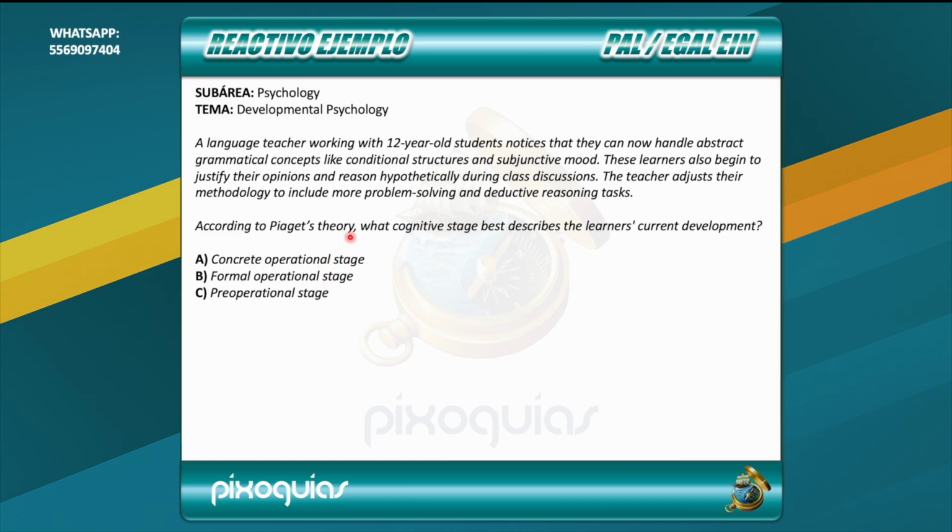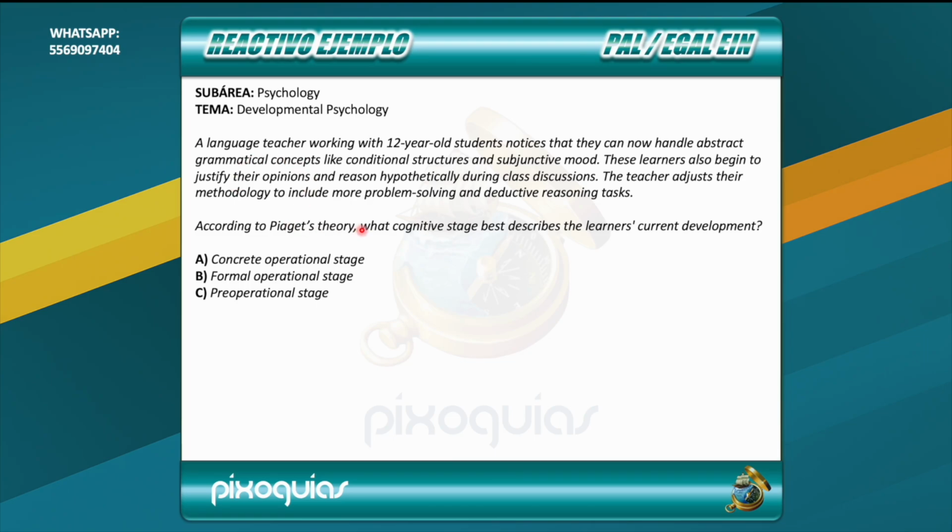This exercise is from the sub-area Psychology and the topic is Developmental Psychology. A language teacher working with 12-year-old students notices that they can now handle abstract grammatical concepts like conditional structures and subjunctive mood. These learners also begin to justify their opinions and reason hypothetically during class discussions. The teacher adjusts their methodology to include more problem-solving and deductive reasoning tasks.